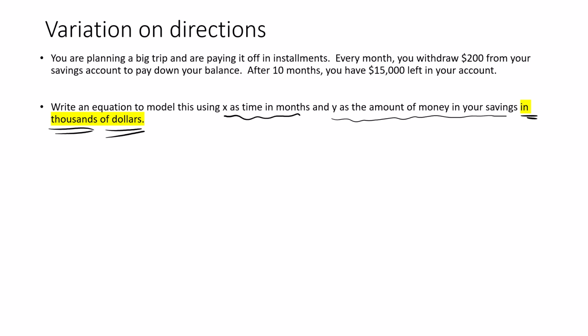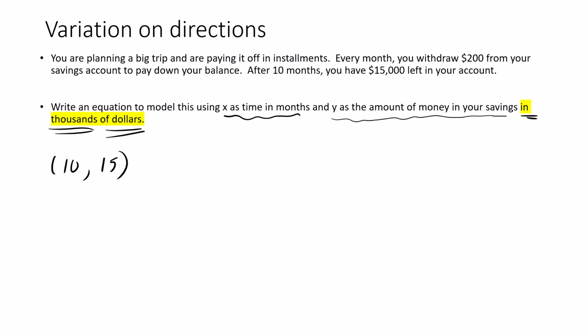And what that means is instead of saying that your point is 10, 15,000, you are simply going to say 10, 15, because now the understanding is that your Y value is in thousands. So you're going to roll that thousands into the number. So it's not $15, it's $15,000.